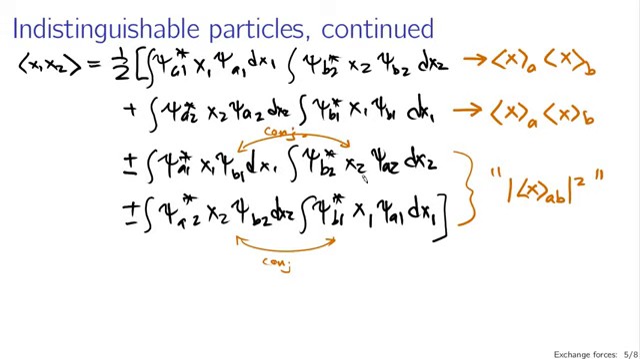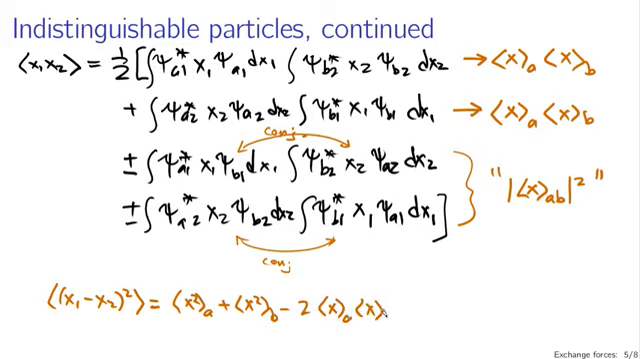What we get, combining the results from this slide and the results from the previous slide, is that the expected value of x1 minus x2 quantity squared is expected value of x squared in state A plus expected value of x squared in state B minus 2 times the expected value of x in state A, expected value of x in state B. Very similar. This now is coming from this part.